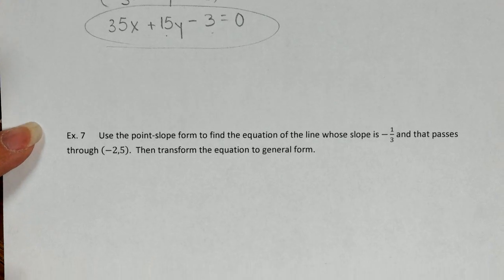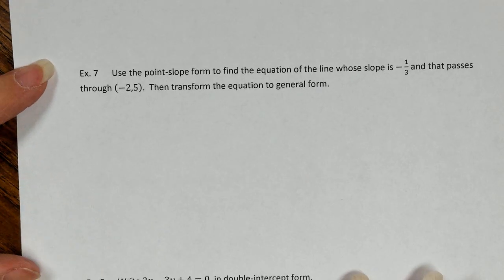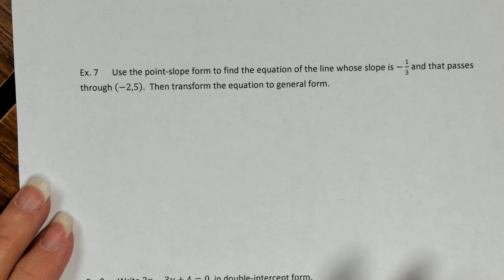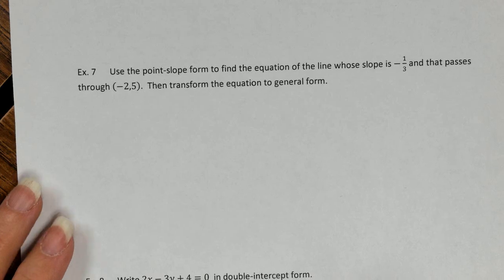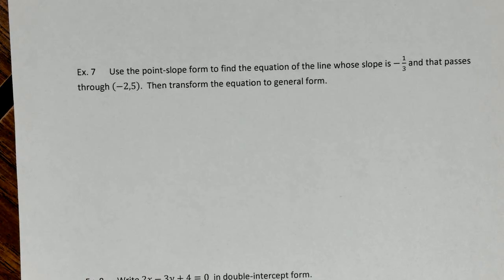Okay, so now we're going to take a look at example 7. Use the point slope form to find the equation of the line whose slope is -1/3 and that passes through (-2, 5). Then transform it to general form. So we're going to start with point slope and then switch it to another form.